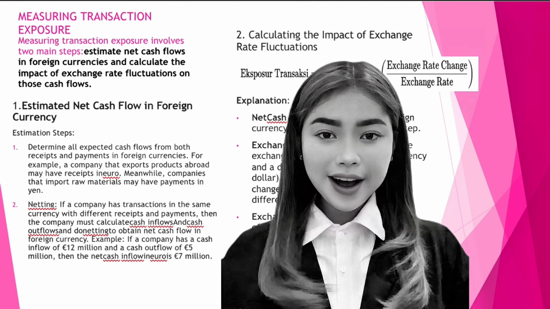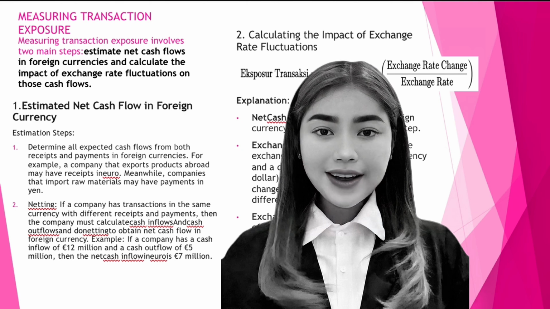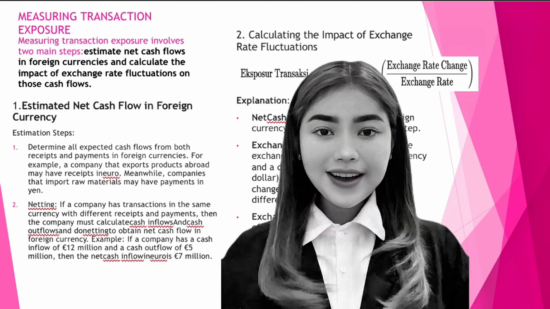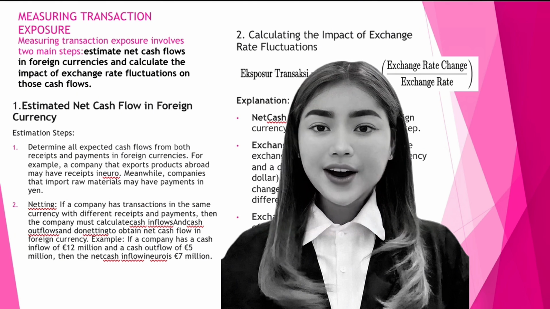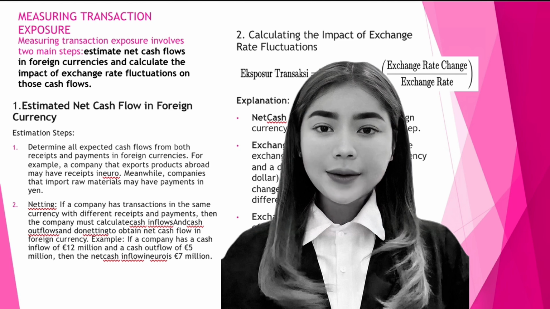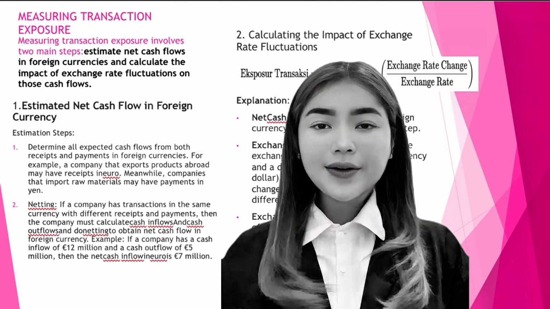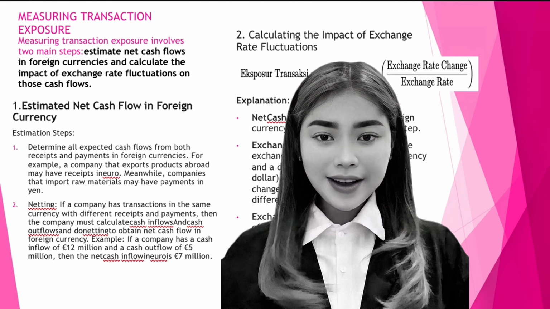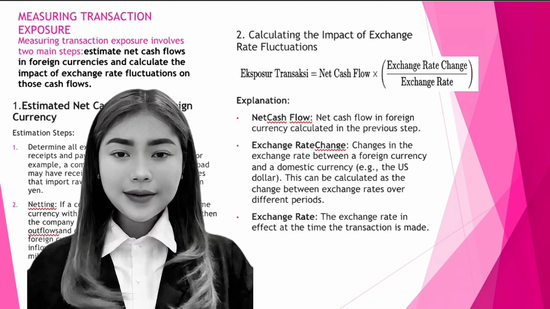Netting. If a company has transactions in the same currency with different receipts and payments, then the company must calculate cash inflows and cash outflows to obtain net cash flow in foreign currency. Example: if a company has a cash inflow of 12 million euros and a cash outflow of 5 million euros, then the net cash inflow in euro is 7 million euros. Calculating the impact of exchange rate fluctuations.